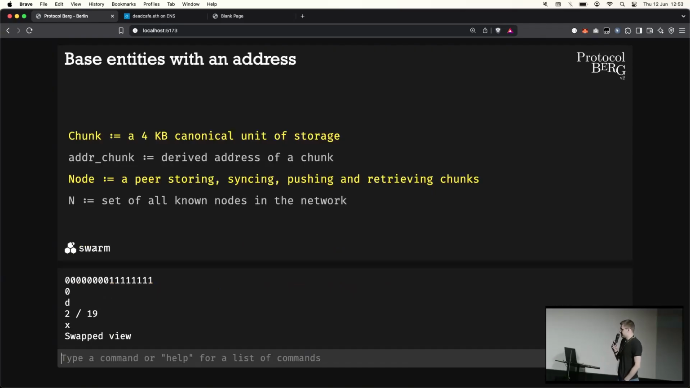So in our decentralized storage, we have 2 very important base entities. First one is the chunk. Chunk is going to be our unit of storage. Now, every chunk has an address. Our other entity is the node. Node is the software that you run, that you use to interact with the network, that connects to the other nodes, and so on. Also, they are responsible for storing these chunks, uploading and downloading them, and syncing them with each other. We are going to denote the network with this uppercase N.